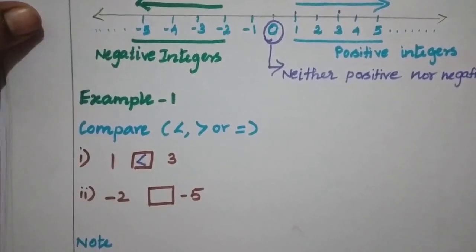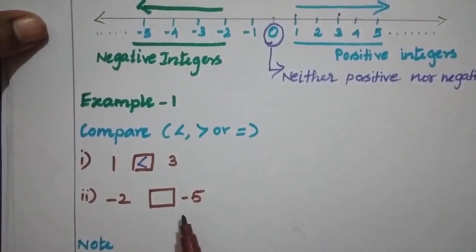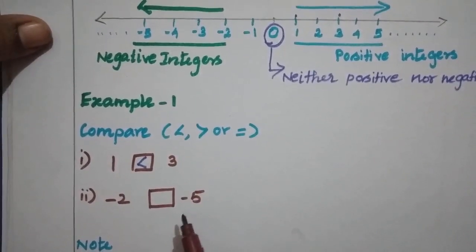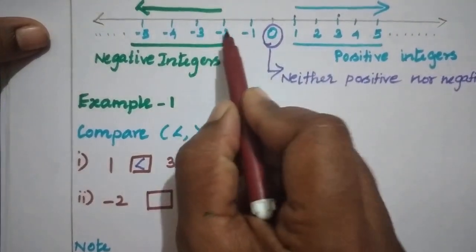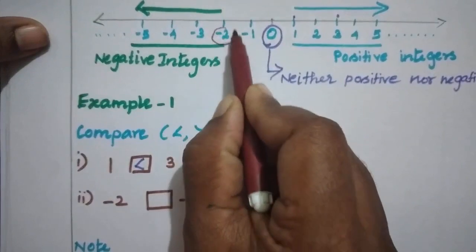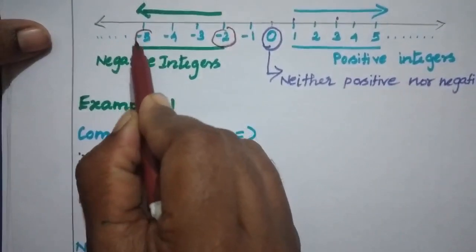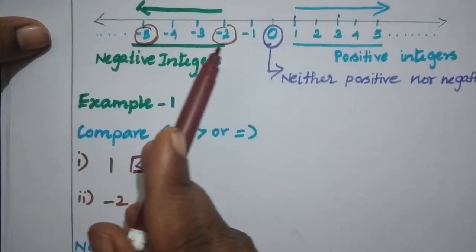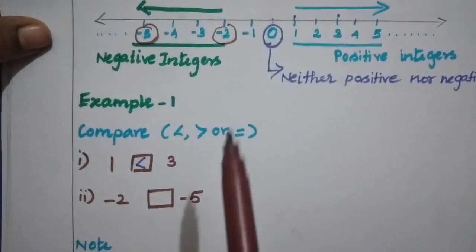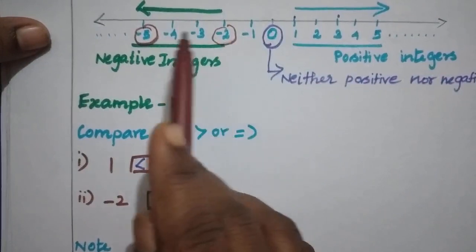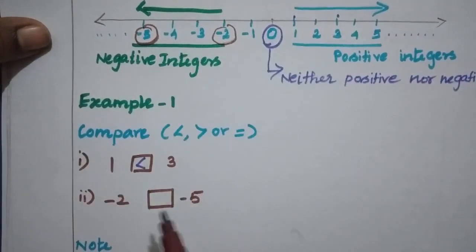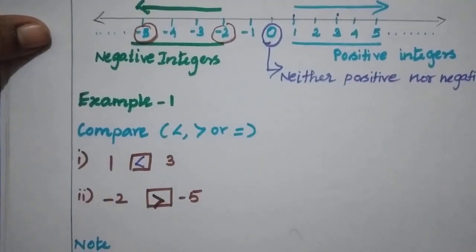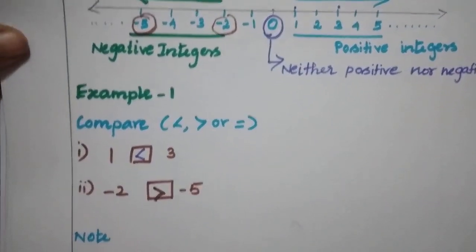Second one, minus 2 and minus 5. So mark minus 2 and minus 5 on the number line. Minus 2, minus 5. So the numbers to the left of 0 are decreasing. So minus 2 is greater than minus 5. Is it clear, children? Yes.